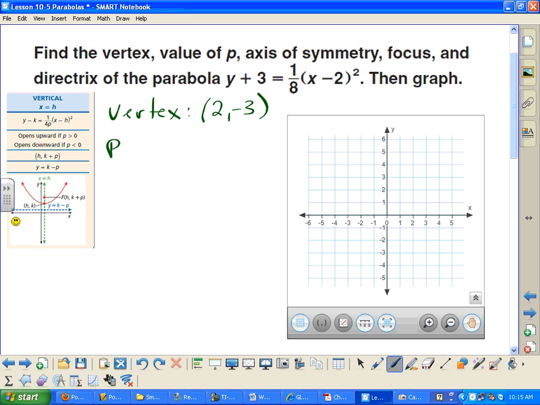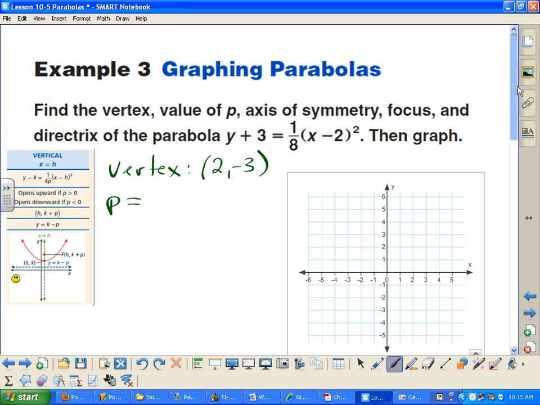The value of p, all right? Now sometimes this is really tricky. This is not one of those cases, but sometimes it is. So when you're trying to find the value of p, it's always a good idea to take the coefficient of your x squared, which is 1/8, and that's got to equal 1/4p. It's not a bad idea to set that equation up, because sometimes it's not so easy as just 1/8. Well, in this case, what's p? 2. 4 times 2 is 8, so it's pretty easy.